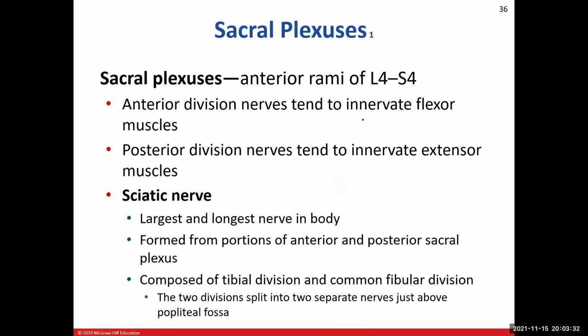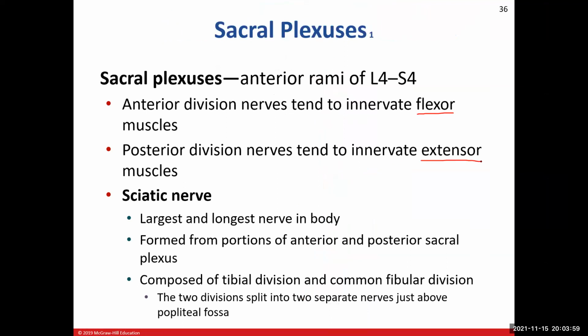And then finally, our last plexus is the sacral plexus, and that is going to get contributions from L4, L5, S1, S2, S3, S4. And so again, we're going to create anterior divisions and posterior divisions. Our anterior divisions are going to innervate the flexor muscles for our lower extremity. The posterior division is going to innervate the extensor muscles.